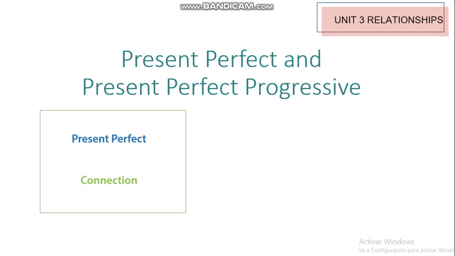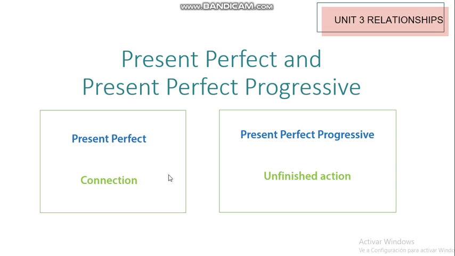Okay, the present perfect always shows a connection between the past and the present. That's a connection. The present perfect progressive is an unfinished action, okay?